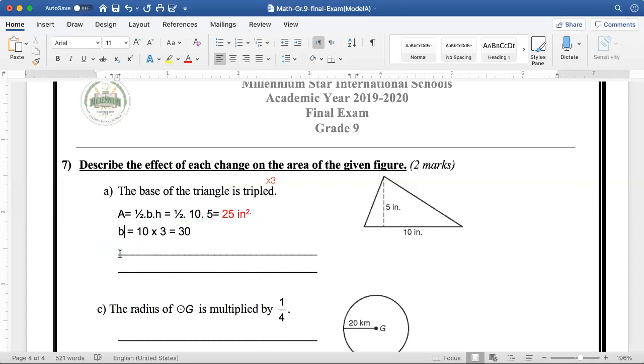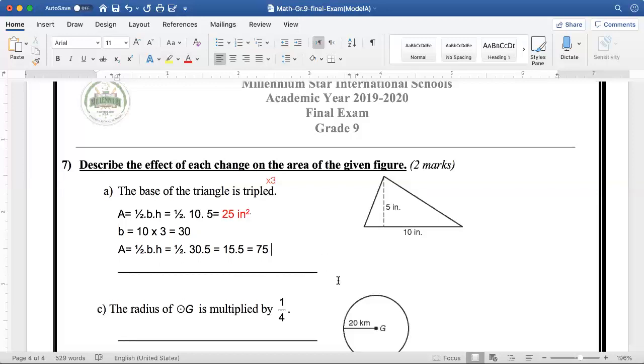So let's try to get the new area and see what happens. Area is equal to half base multiplied by height, which is equal to half. The new base is 30 multiplied by the height, which is 5. Half 30 is 15. 15 multiplied by 5 is 75.